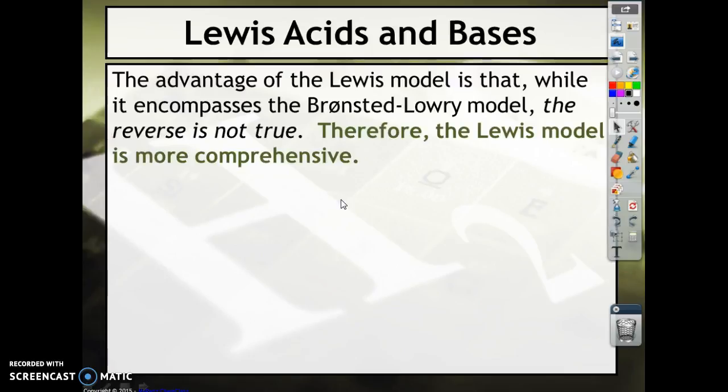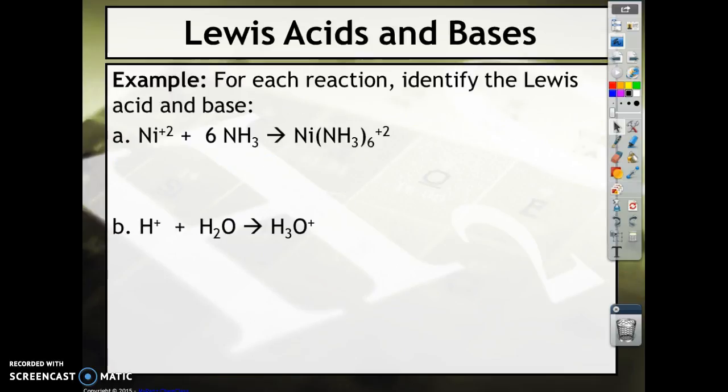The good thing about the Lewis model is that it kind of covers the Bronsted-Lowry model. And the Bronsted-Lowry model doesn't cover the Lewis model. So the Lewis model is better when we think about things being acceptors and donators. So let's look at these guys. Identify the Lewis acid and base.